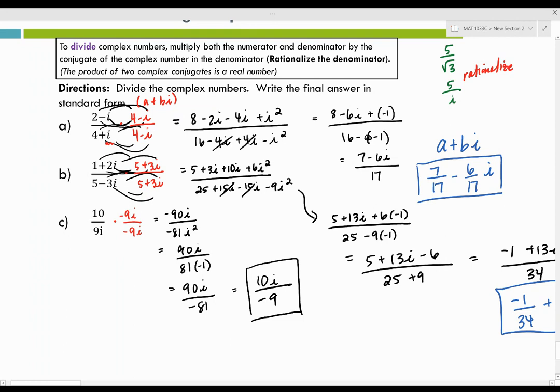Okay. So in this section, we learn how to add, subtract, multiply, and divide numbers that are all written in complex form. Okay. So I hope that this is helpful.